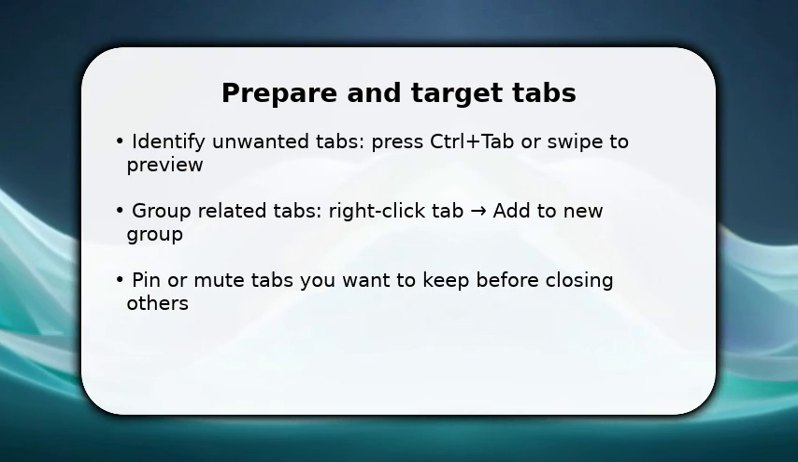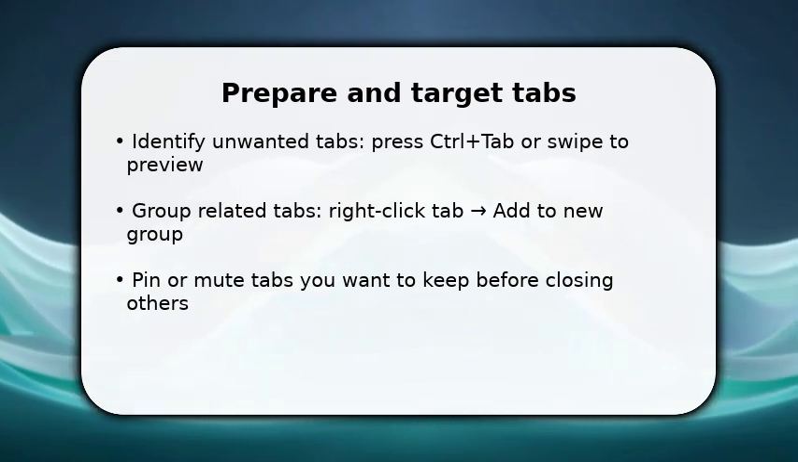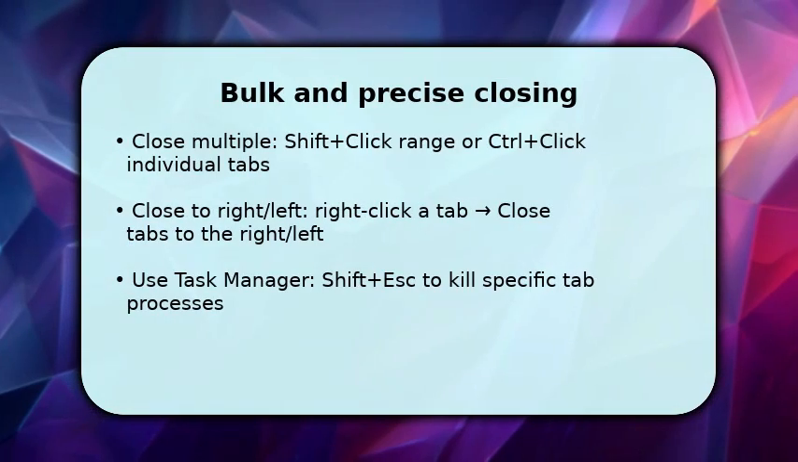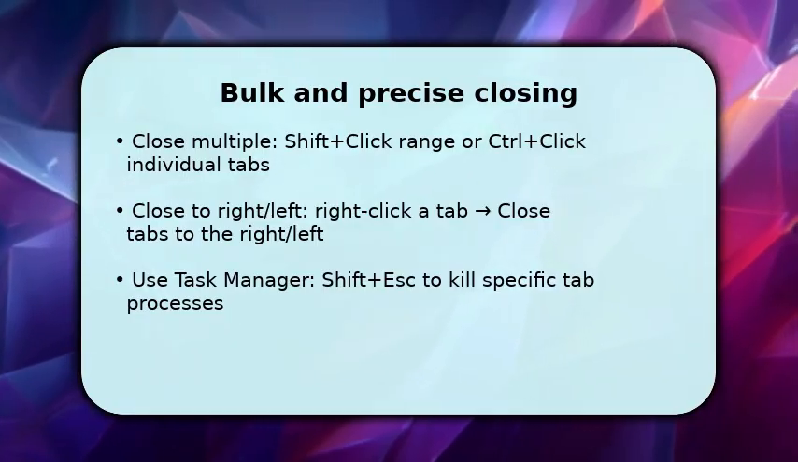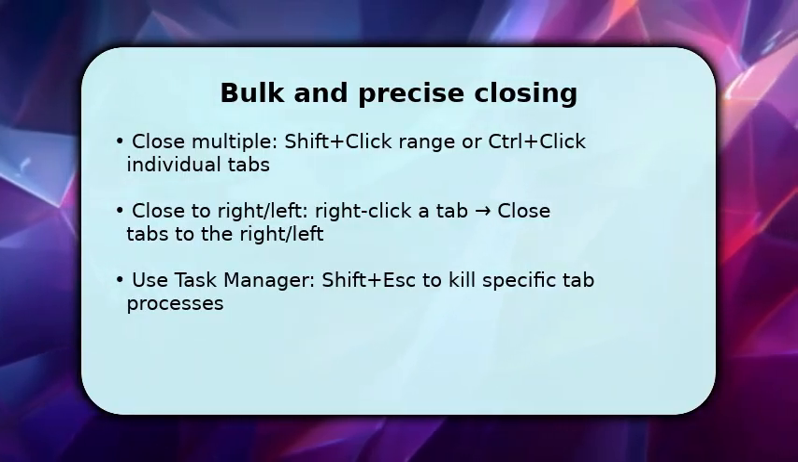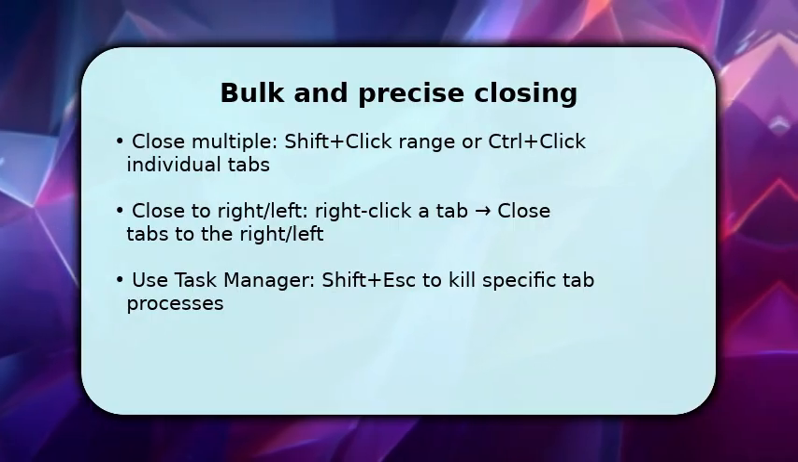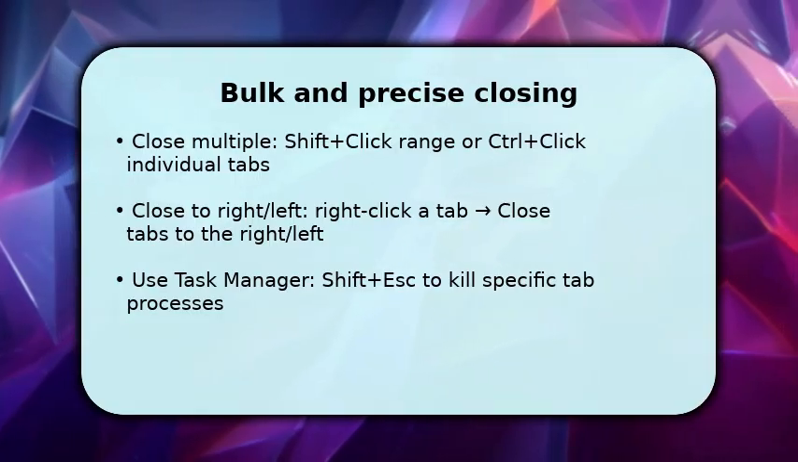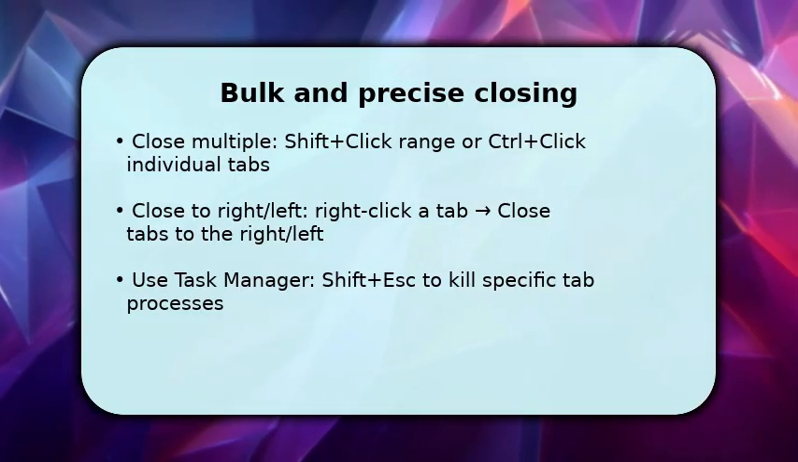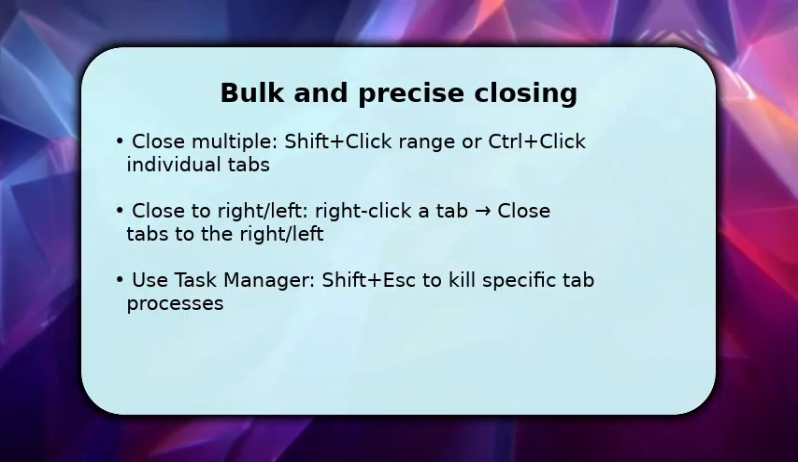You continue by using efficient selection methods. Select a contiguous range with Shift plus click or non-contiguous tabs with Control plus click, then hit Control plus W to close selected ones quickly. If you need a directional cleanup, right-click a tab and choose Close Tabs to the right or Close Tabs to the left. This is faster than individually closing.